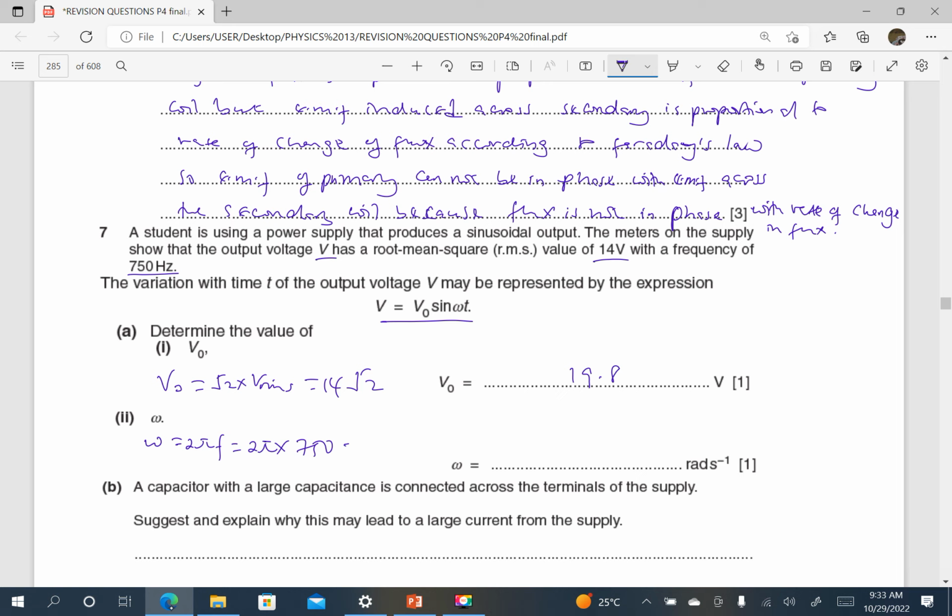So this is 4712.38, which is approximately 4,700 radians per second to two significant figures. This is 4712.39, not 38.